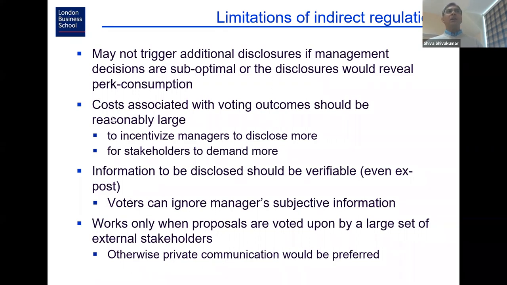And also, indirect regulation may result in costs that are extremely large. Unless the cost associated with arranging for a shareholder voting is substantiated by the benefits associated with that voting, indirect regulation might not be the approach to go. It doesn't mean that the cost associated with the voting outcomes should be very small. In fact, it needs to be reasonably large so that the firms have an incentive to actually provide the needed information. Meaning, the issue at stake on which the shareholders are going to be voting has to be important to both the management and the shareholders, so that if the voting doesn't go favorably, then the managers have to bear a cost. Similarly, it has to be important enough for the shareholders to want or demand more information.